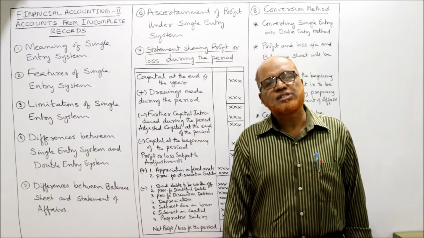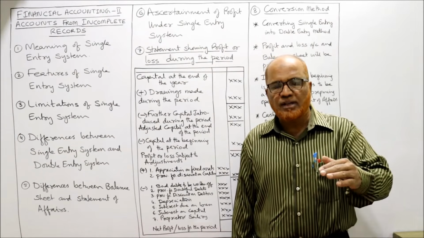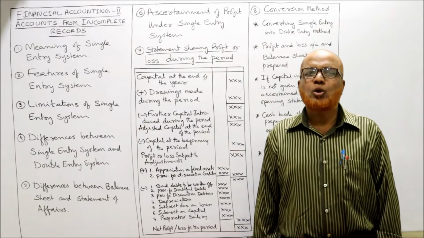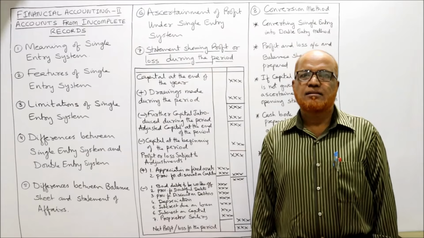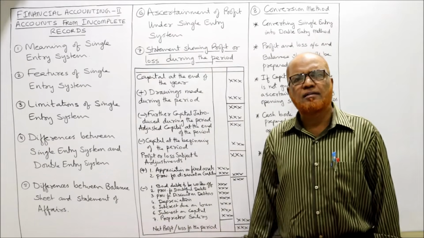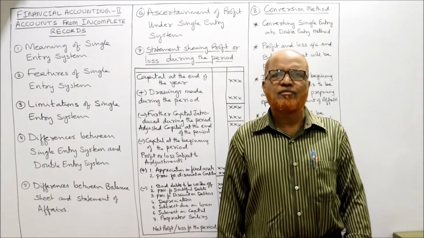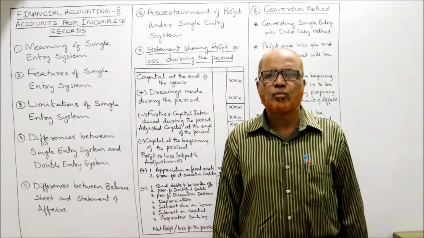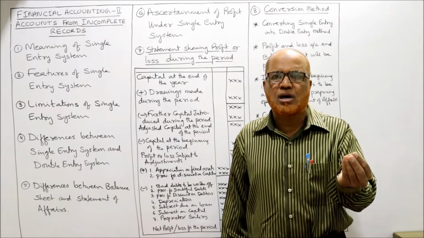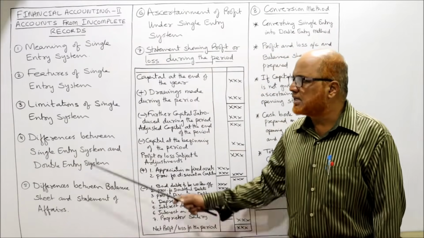Similarly, when the business is required to be sold, we cannot get the true value of the assets. So many limitations are there. That's why this system is normally not followed in most businesses. Only a few small petty businesses, small business houses, will follow this single entry system.